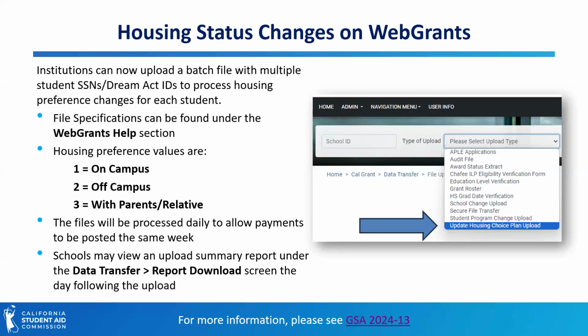So this new batch upload functionality is a way for schools to change a student's housing preference if they are no longer considered in the default housing status. Under the Web Grants Help section, you can find the file specifications. Housing preference values are number 1 for on campus, number 2 for off campus, and number 3 for with parents or relative. You can view an upload summary of your report once you've uploaded your housing status changes, and you can utilize Web Grants for all of these features.